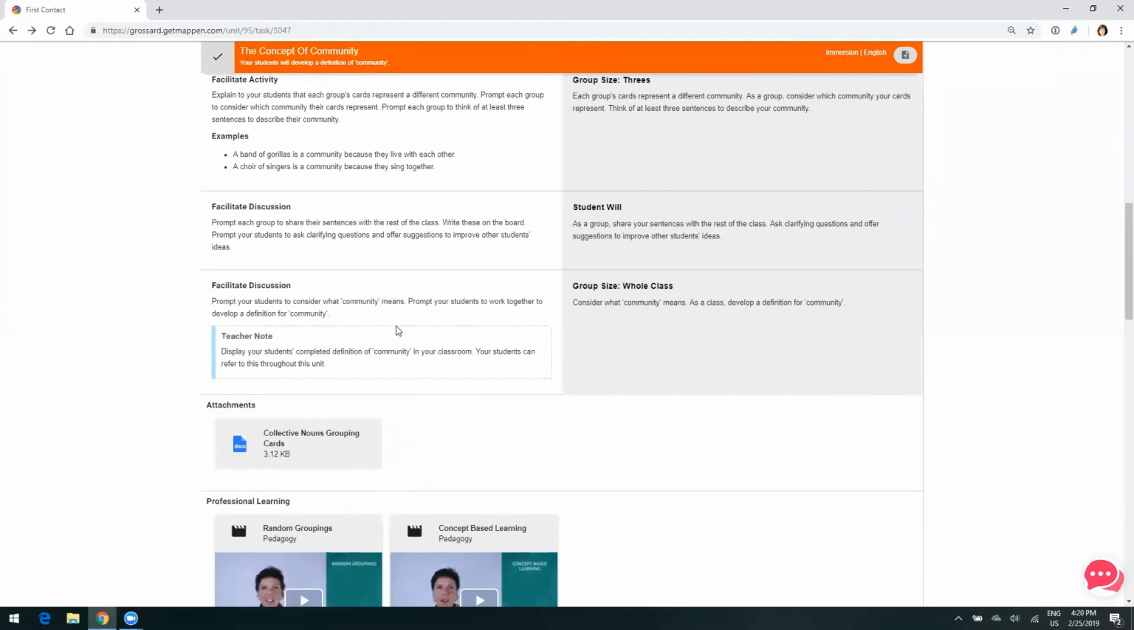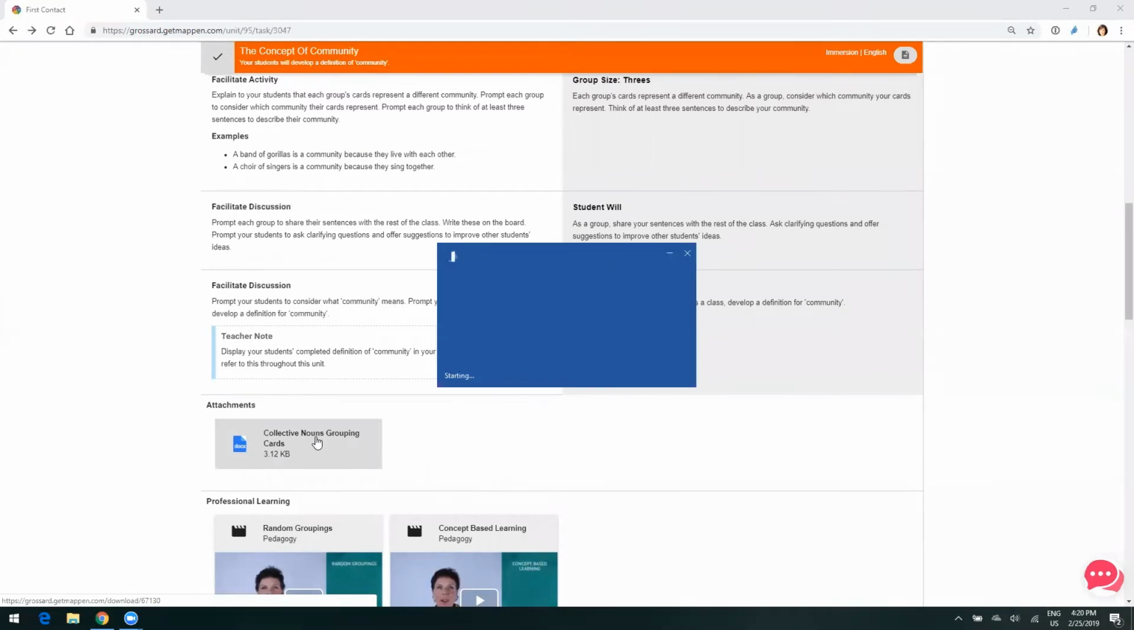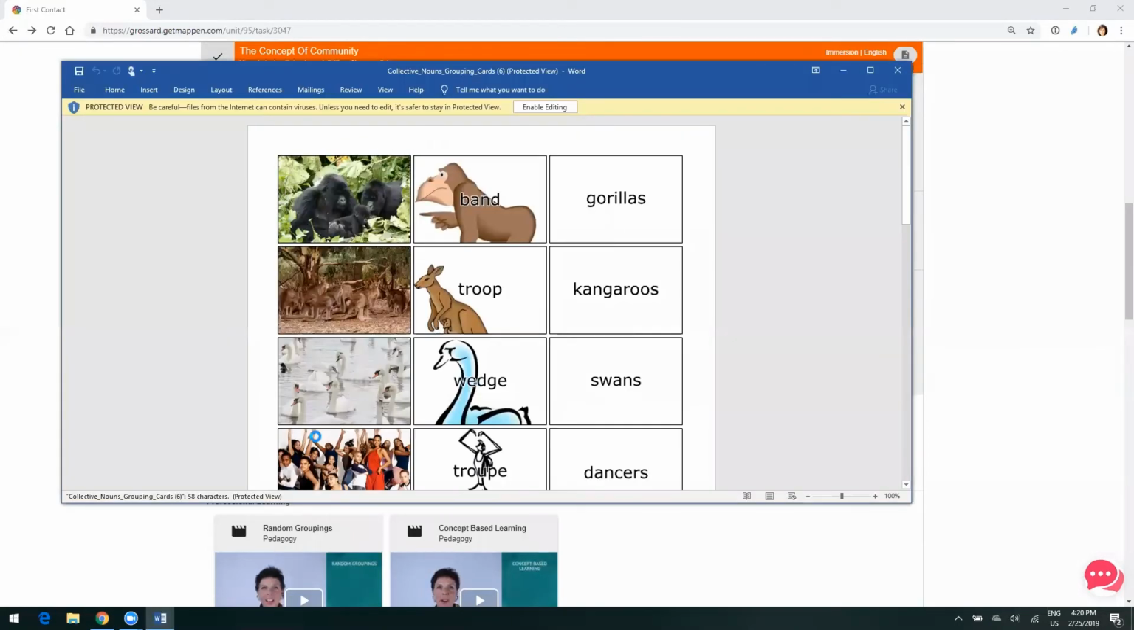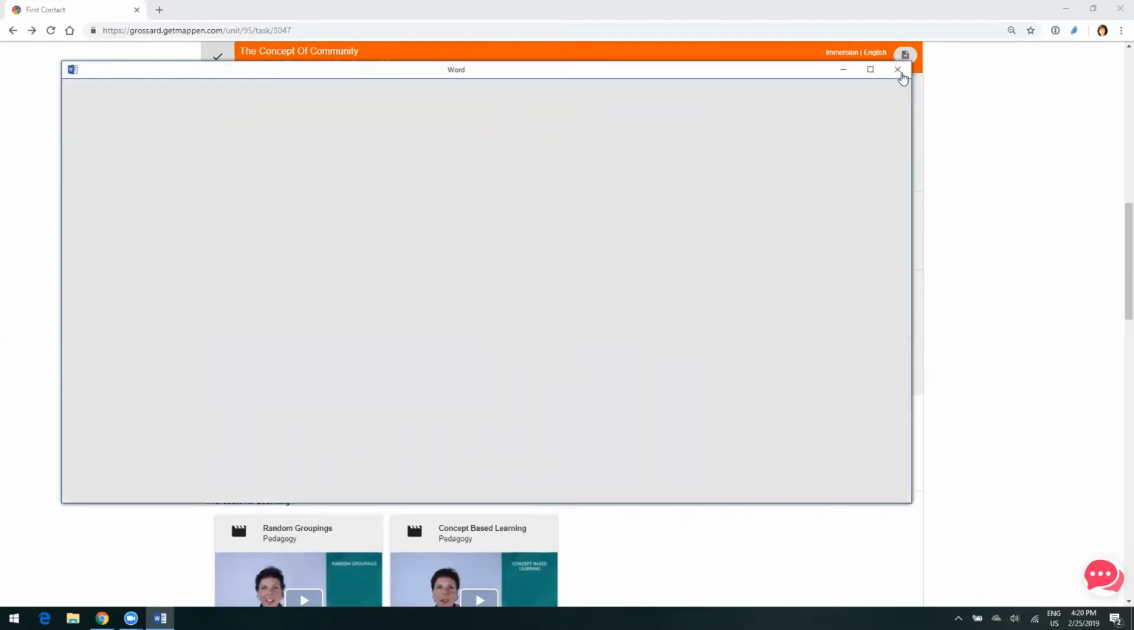What you will see there is the students are being grouped using collective nouns because they are looking at communities. And so we have provided you with the collective nouns grouping cards, which I'm opening. So any attachment, anything you need to deliver the units, we have created and attached for you, and a lot of them take a lot of time. So that's a lot of your life back, guys. Okay, I'll close that one.